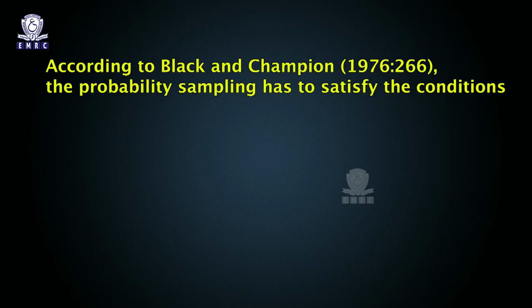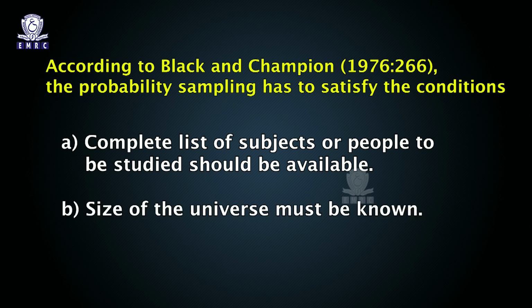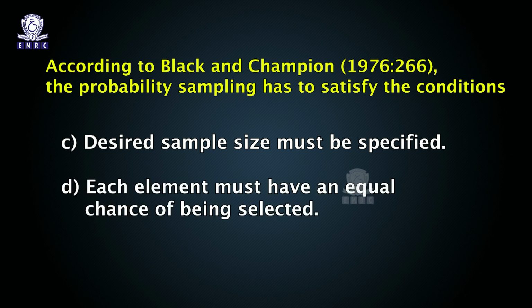According to Black and Champion, probability sampling has to satisfy certain conditions. Let us discuss them. The first one is that the researcher needs to have a complete list of subjects or people to be studied that must be available. The second one is that the size of the universe must be known. Third, the desired sample size must be specified and each element must have an equal chance of being selected.